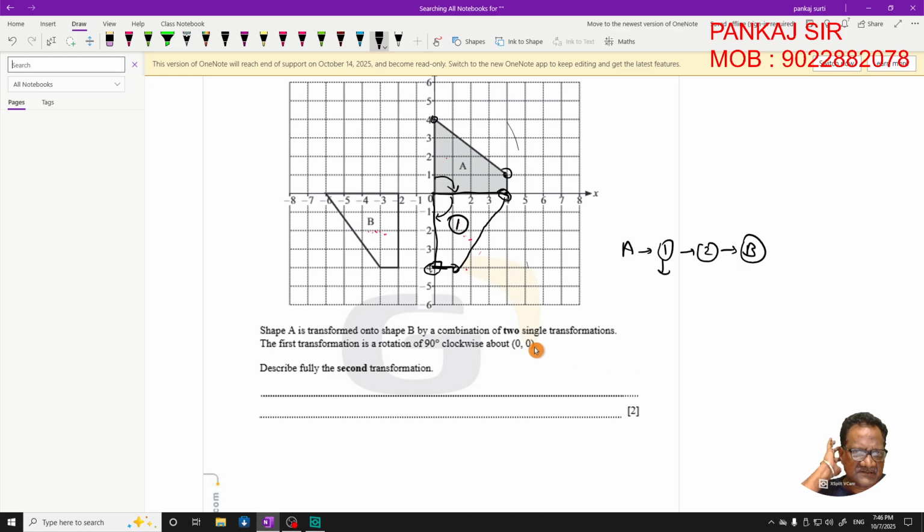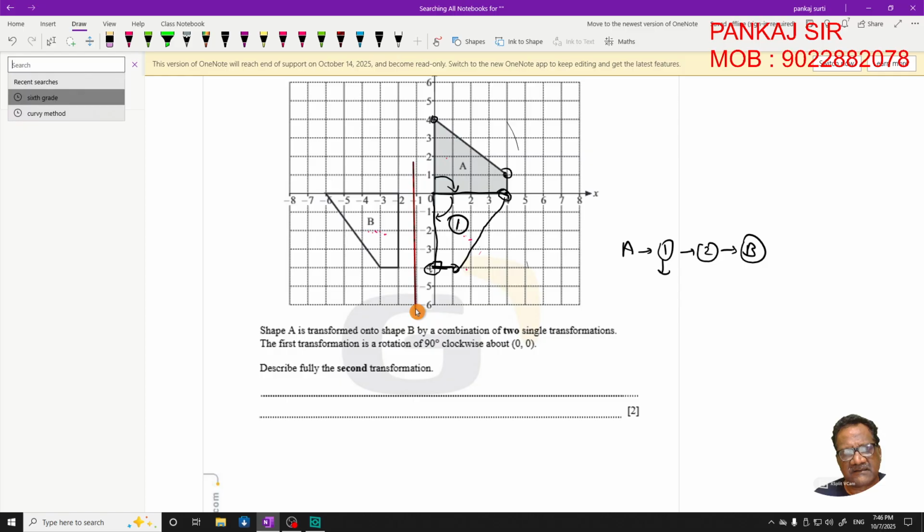Now he says describe fully the second transformation. This is the result of the first transformation. To describe the second transformation, you'll have to observe these two. What can you see between these two? I can see that between these two there is a reflection taking place, and I think it is taking place along this line, which is the mirror line.